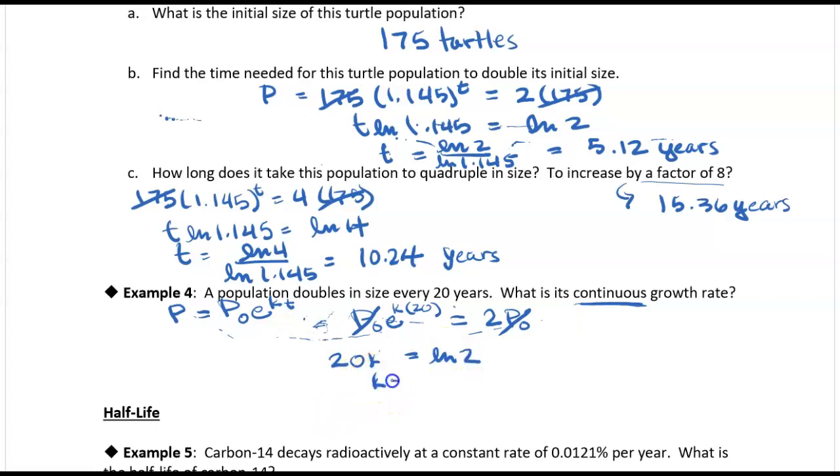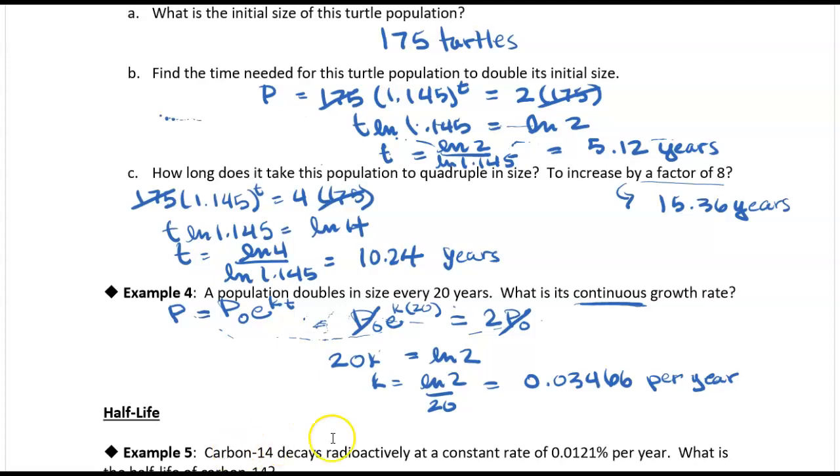So k is equal to the natural log of 2 over 20, which tells us that the continuous growth rate is 0.03466 per year.